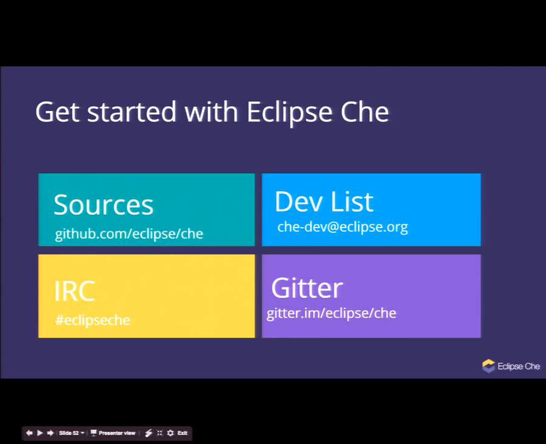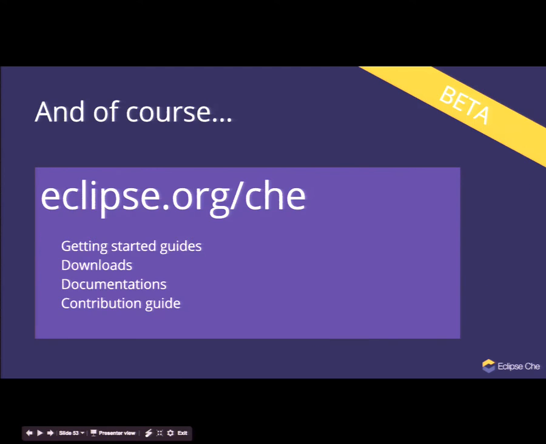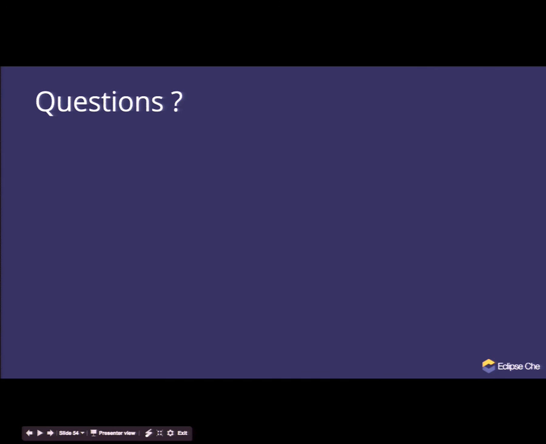So if you want to get started with Eclipse Che, our sources are on GitHub, eclipse/che. We have the dev list, che-dev at eclipse.org. We have a Gitter, an IRC channel as well. And of course, you can find us on eclipse.org/che. We have some getting started guides, a lot of sample projects as well. You can find the documentation and how to contribute to the project. And Che is available as beta for now.